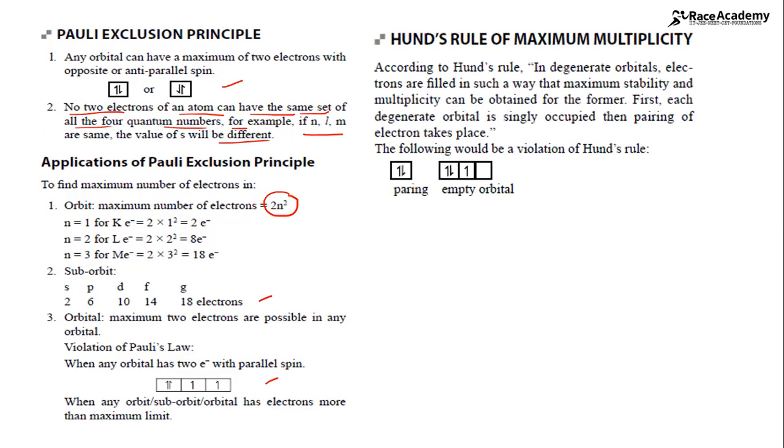Now let us move to Hund's rule of maximum multiplicity. In degenerate orbitals, electrons are filled in such a way that maximum stability and multiplicity can be obtained. That is, first each degenerate orbital is singly occupied with a single unpaired electron with parallel spins, and only then does pairing of electrons take place. That is our statement. So here pairing is there, and this orbital is empty. If you go accordingly, this is correct. Otherwise, if you write the electronic configuration with pairing before filling each orbital, then that won't be correct.